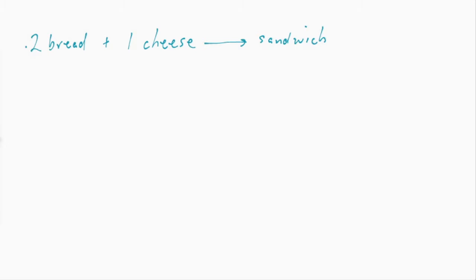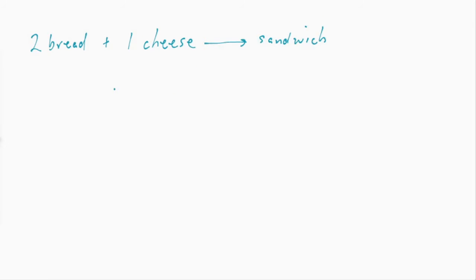So look at, if I had 100 pieces of cheese, how many sandwiches could I make? Right, 100 sandwiches. If I had 50 pieces of cheese, I could make 50 sandwiches. What if I had 100 pieces of bread? How many sandwiches could I make? I could make 50 sandwiches. Why? Because each sandwich takes 2 pieces of bread.